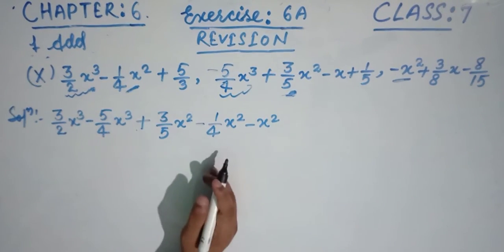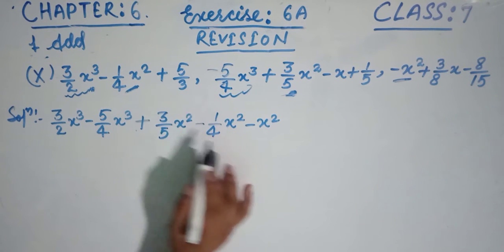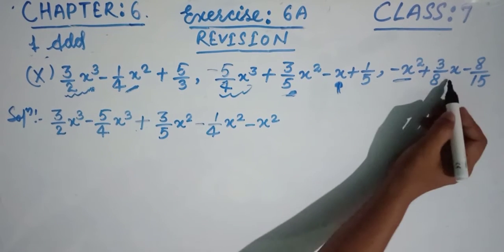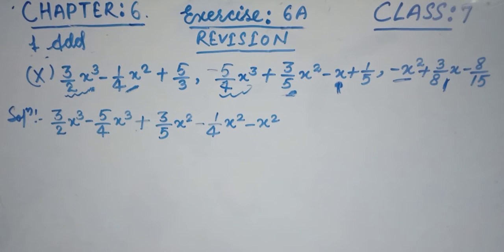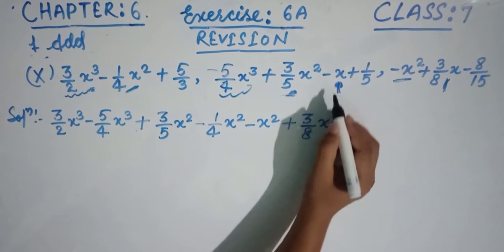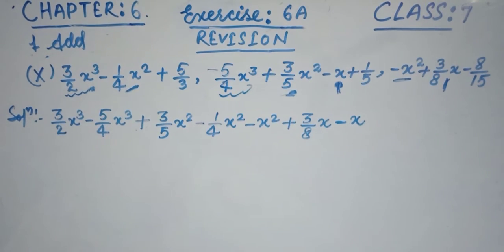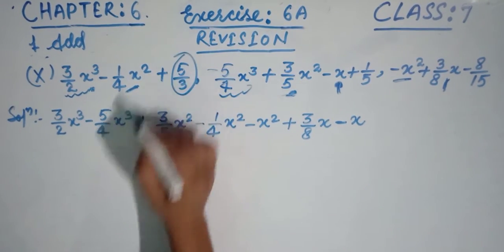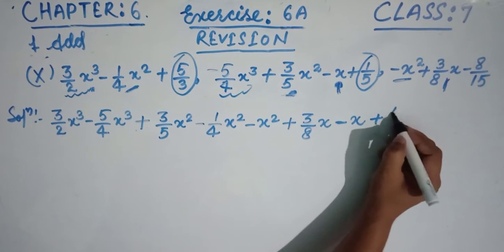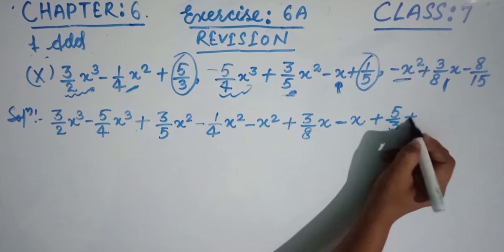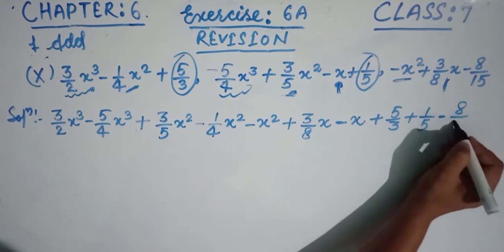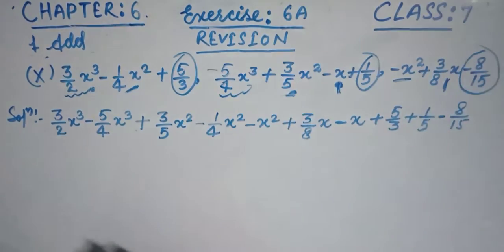Okay. Now see, friends, here is the constant 5 by 3 and the x term. Here is the only x term, and here is the only x term, friends. This is an x term, this is an x term. Now write the x terms: first write the plus 3 by 8 x, and this is minus x. Now the constant term is here, friends. Look, this is 1. Here is the only constant term. Then write them together: 5 by 3 plus 1 by 5, and lastly minus 8 by 15. This is also a constant term.